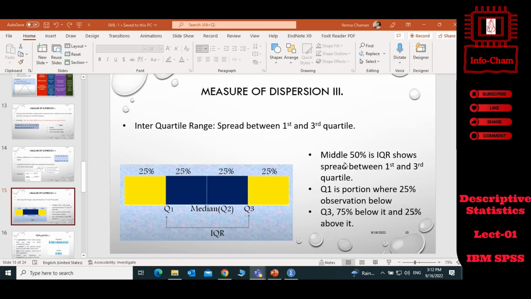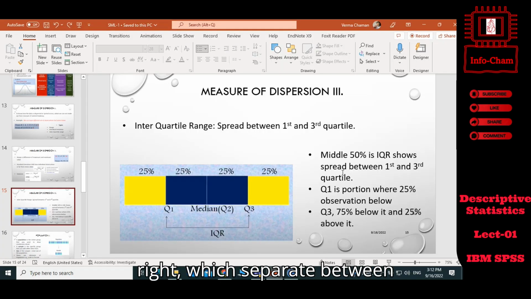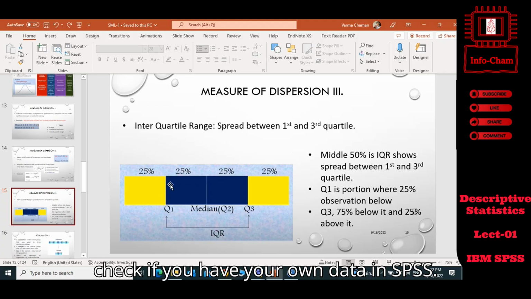You can see here, the middle 50% is the IQR, which spreads between here, showing in blue color. This is your interquartile range in this example only, but in your data it can be left or right somewhere. You have to check where your data is more spread or less spread. So see, Q1 is the portion where 25% of observations are below it. It can be here in your data. You will check if you have your own data in SPSS.